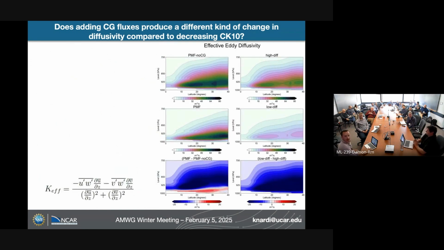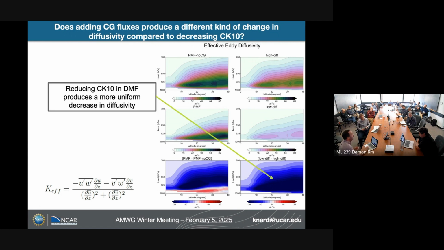And then we can also look at effective eddy diffusivity, which I'm calculating using this formula here. So it's essentially momentum flux over wind shear, but this formulation of effective eddy diffusivity allows for negative values of K. So it allows for counter gradient fluxes to be depicted. And again, what we see is that there is a broad decrease in diffusivity in both cases. But reducing CK10 in the diagnostic momentum flux formulation seems to have a more uniform decrease in diffusivity.